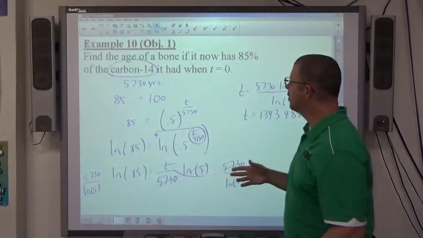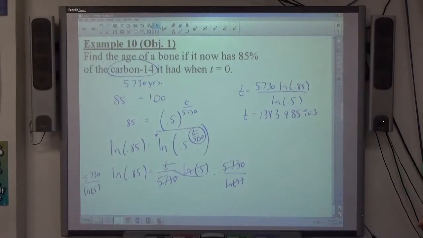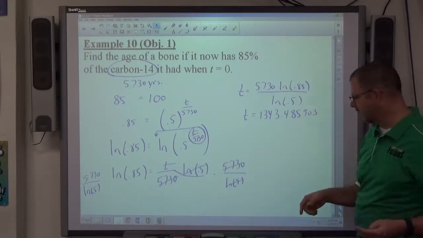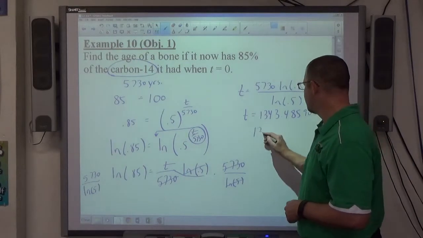And you get the answer your calculator says. Then you do want to round, if it specifies. So it's that many years. Typically they say round to the nearest 10, round to the nearest whole number, that kind of thing. Let's just go nearest 10. So 1,340 years.